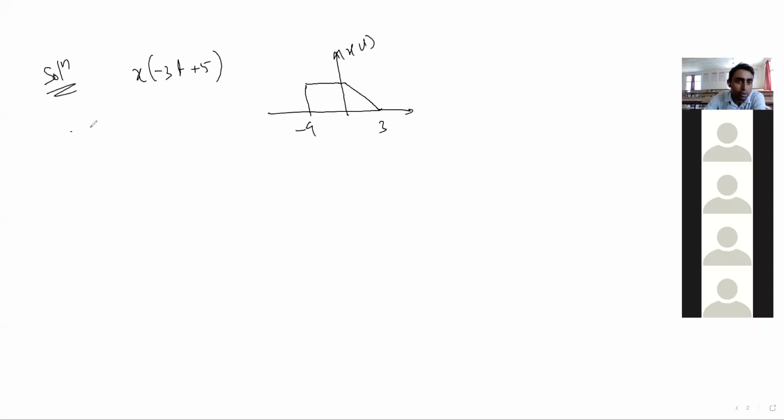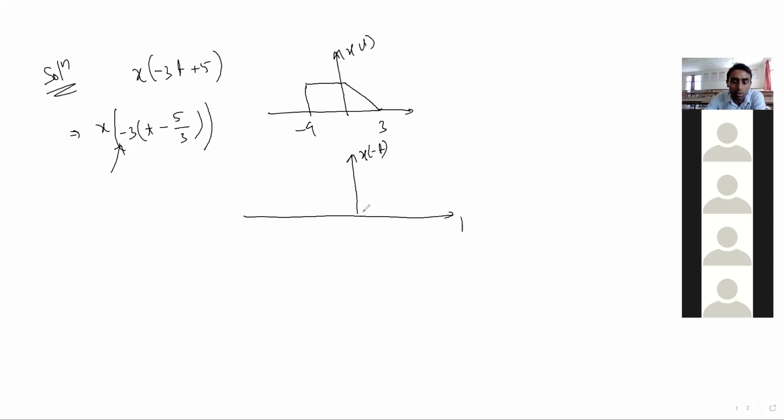Now I am saying you make it into the standard format. You should take minus 3 common, then the inside will be t minus 5 by 3. Now do it one by one. First you do reversal. Reversal means you reverse the signal first, x of minus t.